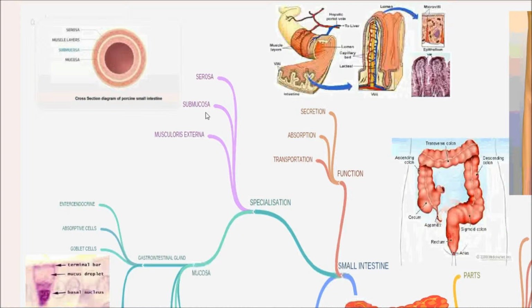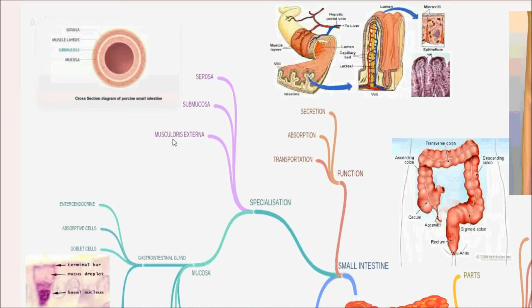Brunner's glands secrete alkaline mucus, since the acidic gastric secretion could cause erosion of the duodenal mucosa. The mucus helps to bring the intestinal contents to the optimal pH for pancreatic enzyme action. The lamina propria of the small intestine contains aggregates of lymphoid nodules known as Peyer's patches.